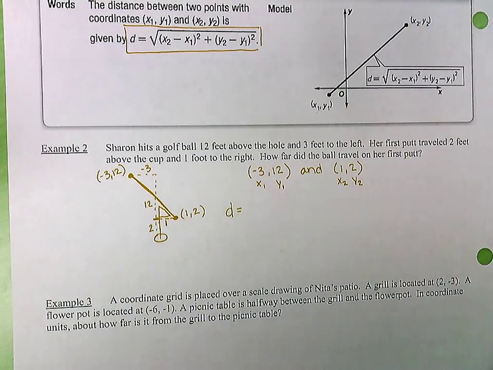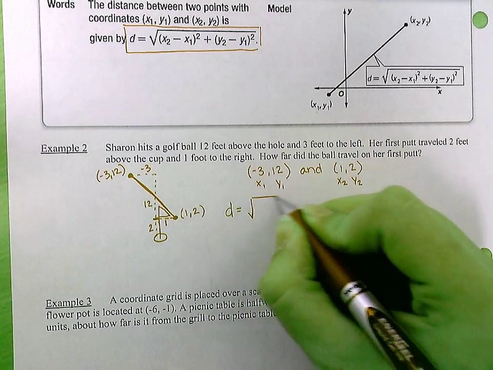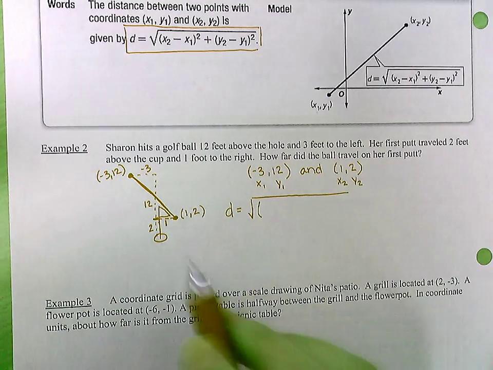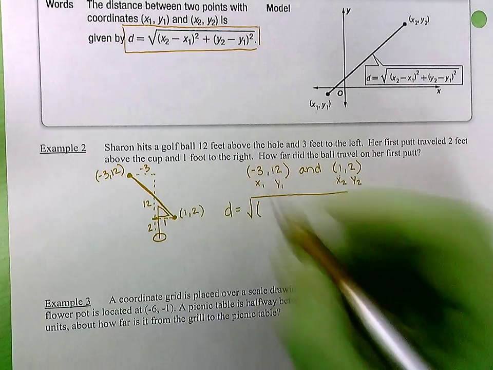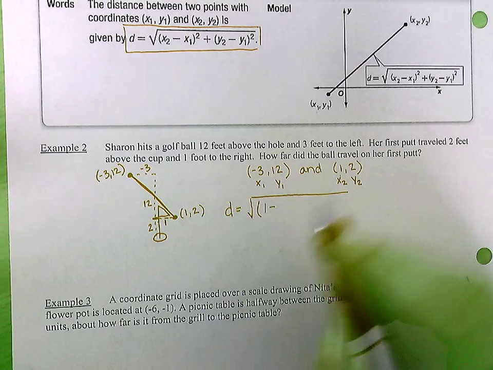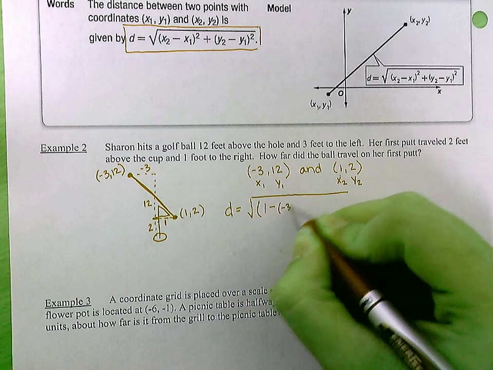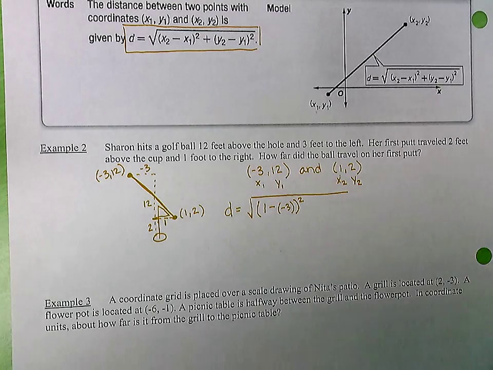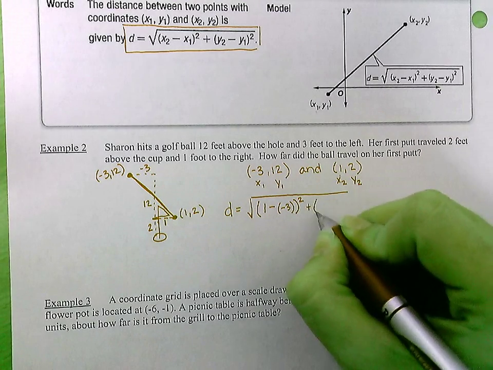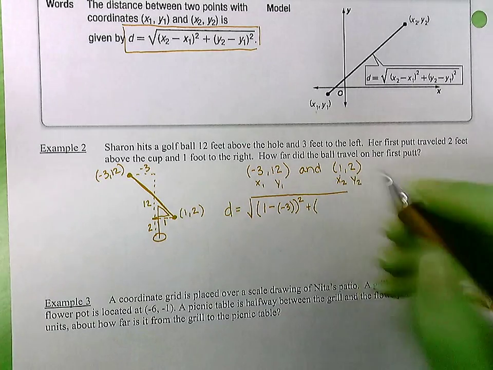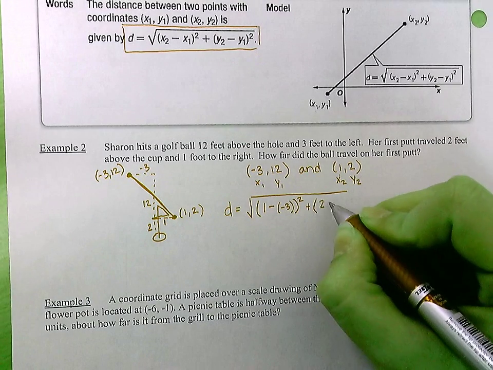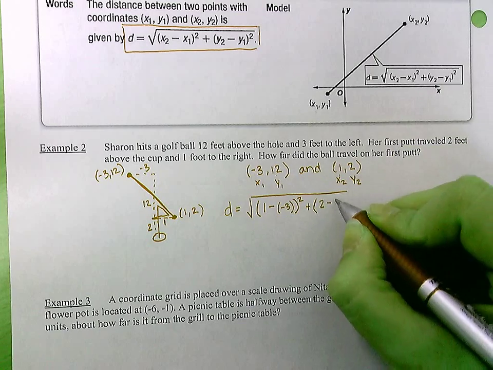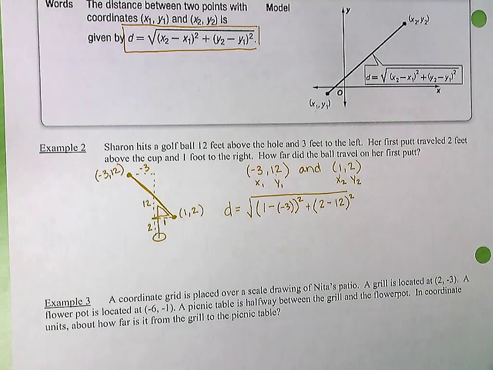Our distance will be equal to the square root of x sub 2, which is 1, minus x sub 1, negative 3. That quantity is squared. Plus, we have y sub 2 is 2, minus y sub 1 is 12. That quantity is squared.